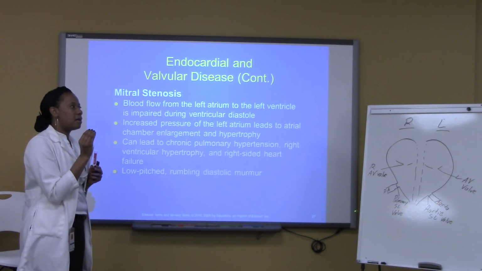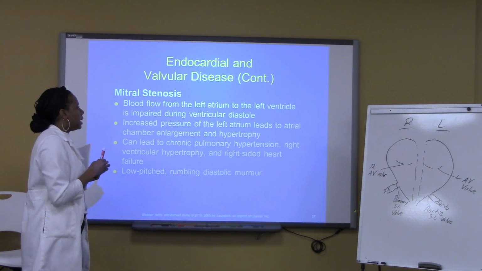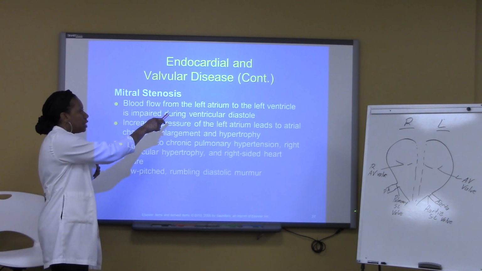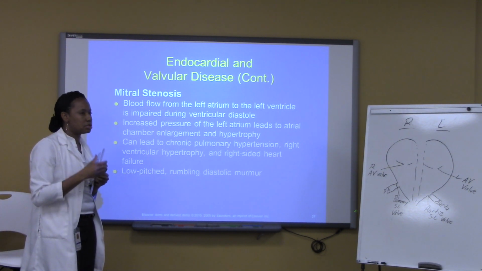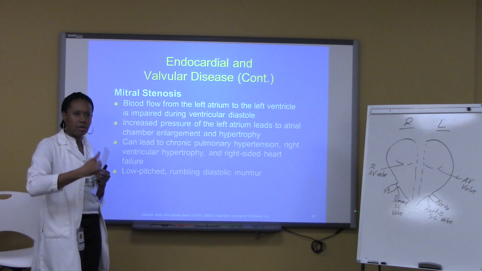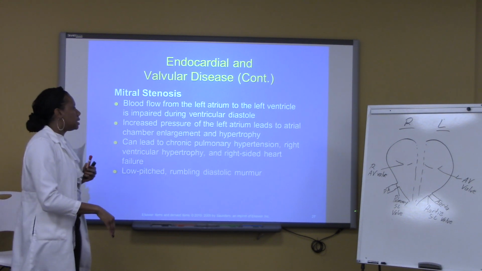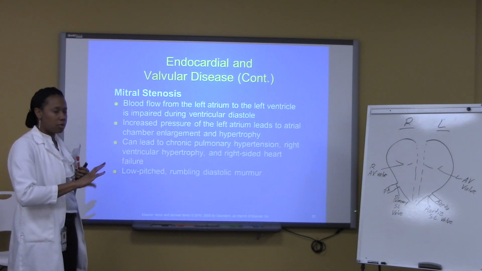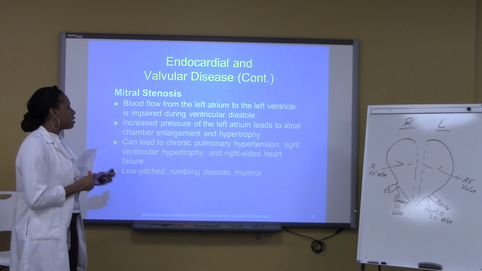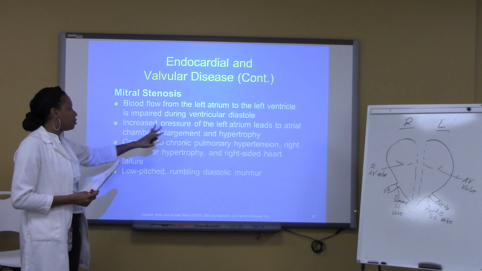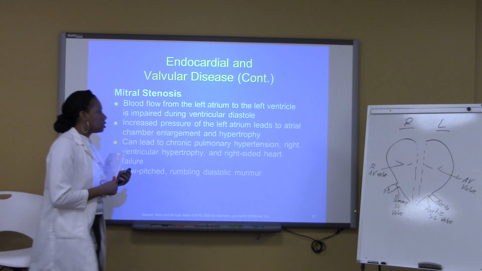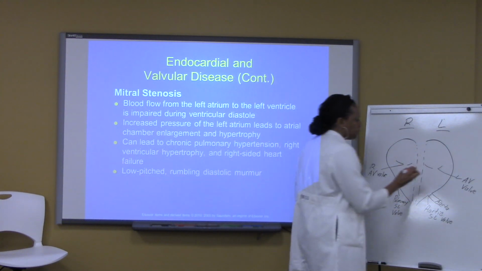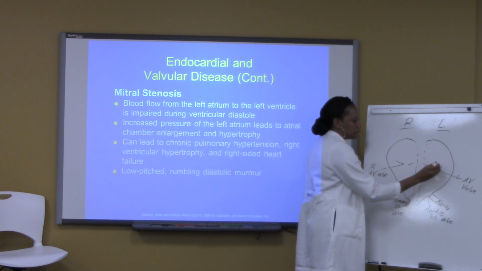And so because this valve is not opening up all the way, what happens here is that blood flow from the left atrium to the left ventricle is impaired, okay, during diastole. So when it's time to relax, okay, and get that blood forward, the problem here is that it will not move forward as it should. Therefore, it will increase pressure in the left atrium, lead to atrial chamber enlargement and hypertrophy. So let's just go here. This valve is stenotic, okay, which means it's not opening up as it should.